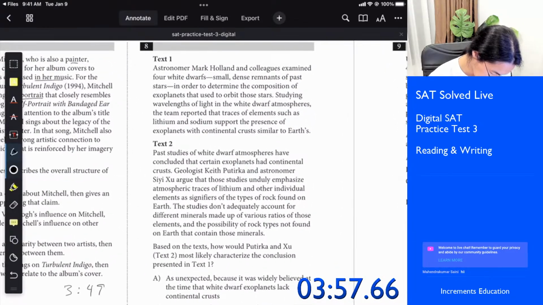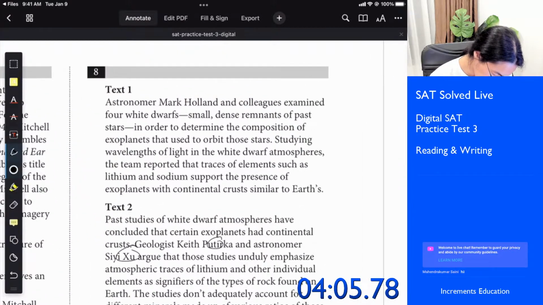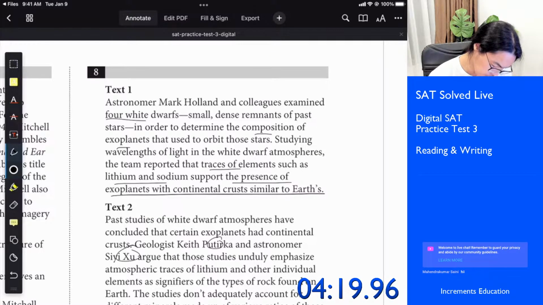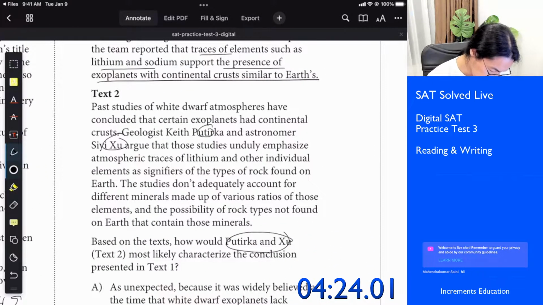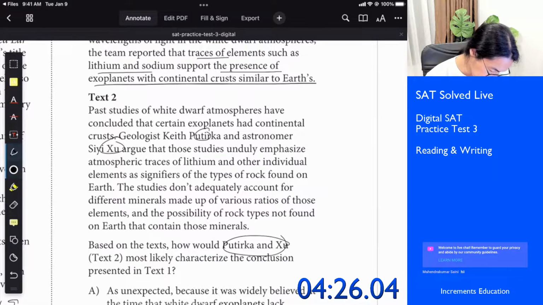Text 1. Okay, hang on. PNX will characterize the conclusion in text 1. Okay, let's find the conclusion. Examine four white dwarfs in order to determine the composition of exoplanets used over the wavelengths. Reported that the trace elements, such as lithium and sapornium, support the presence of exoplanets. Okay, presence of exoplanets with continental crust similar to Earth. Okay, because of these lithium, sodium.